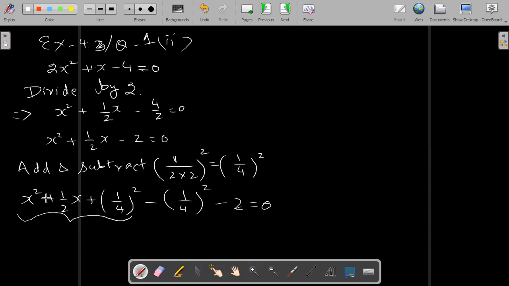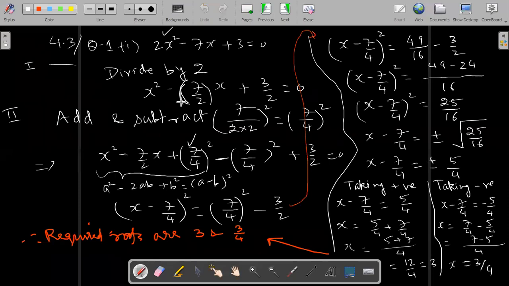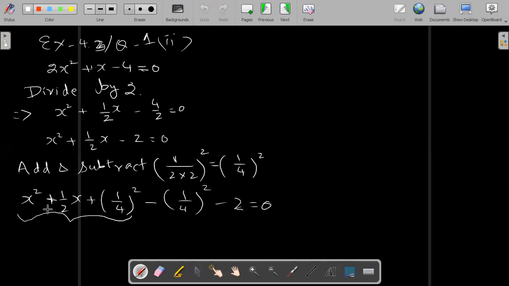Now here it is plus, so a plus b whole square. In the previous question it was minus, so we had taken x minus 7 by 4. Now we have plus, so it will become x plus 1 by 4 whole square. You can check. It will become x plus 1 by 4 whole square minus 1 by 4 whole square minus 2 is equal to 0. Now bring other terms to the right hand side.